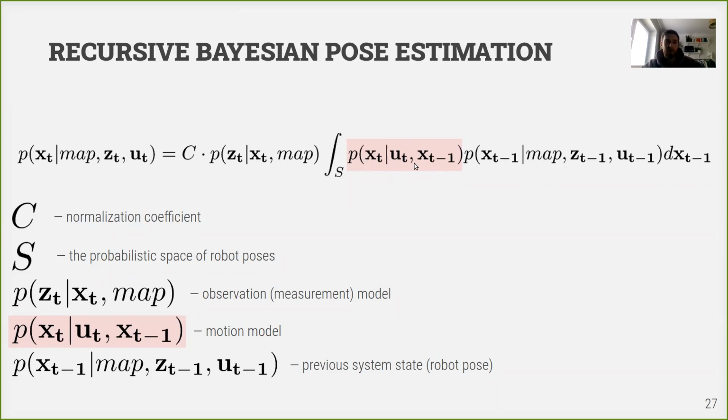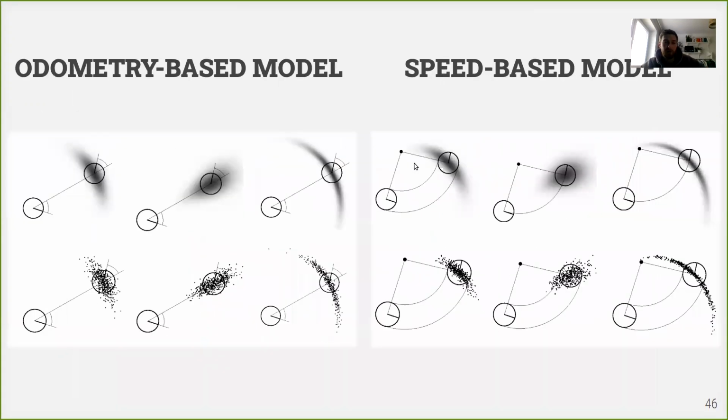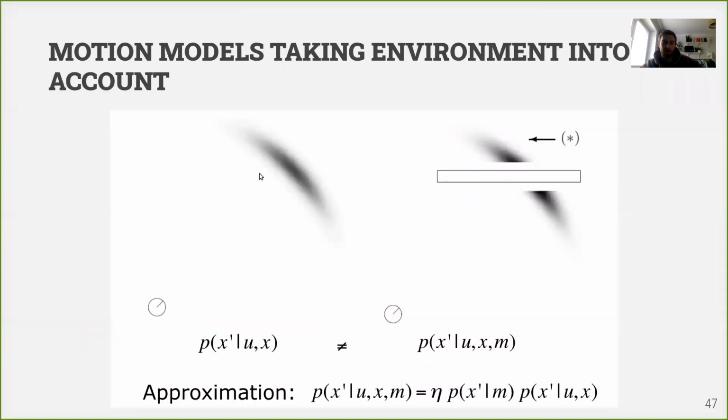But why? Because the map contains some important information we actually can use even in motion models. For example, if we get a distribution on some particular step, right, we are predicting our pose and we get some distribution, we can consider obstacles from a map, and this rectangle represents an obstacle.